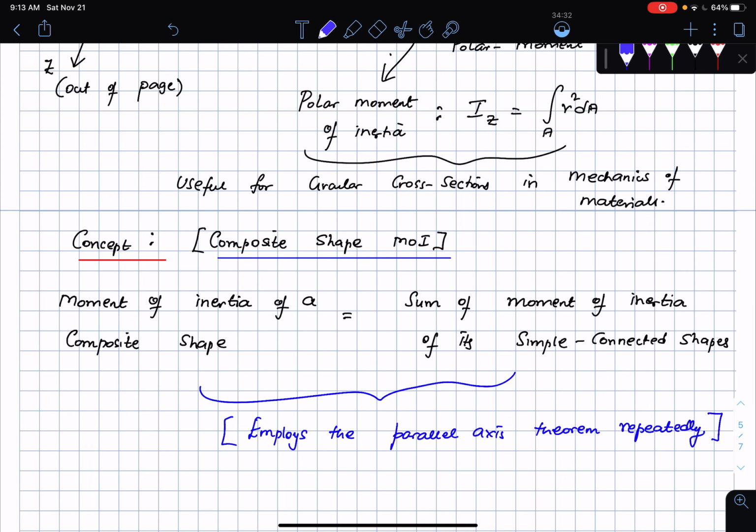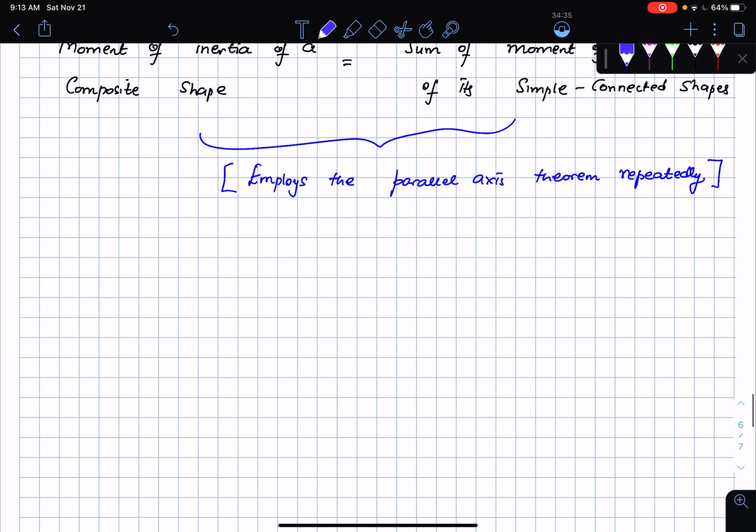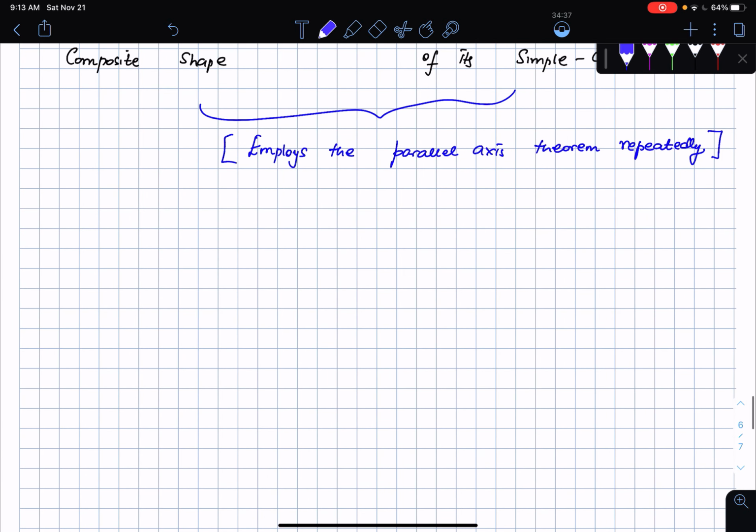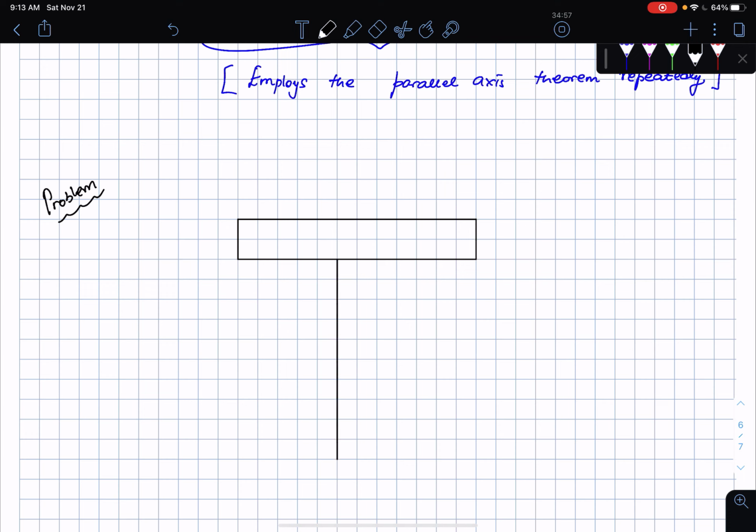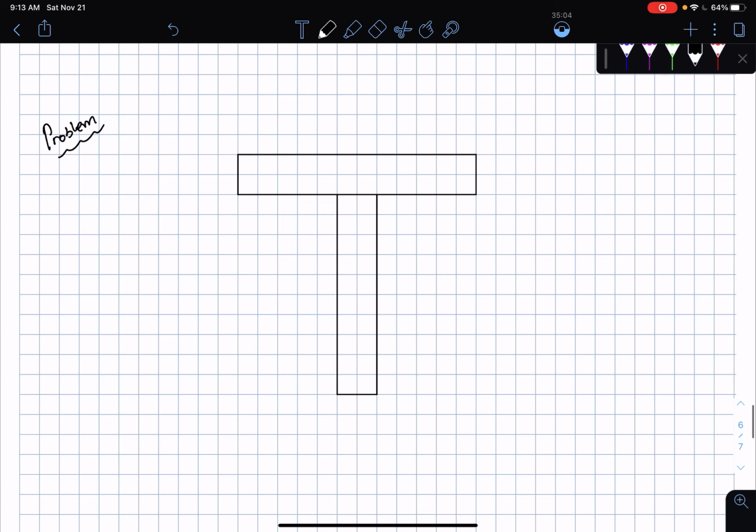Now what I want to do is make use of this in a very quick example, and then show you how to calculate the moment of inertia. So let's look at a problem. I have the following T section, and I'm going to do this a little quickly so that I won't bore you too much. I want to find the moment of inertia of this T section about its centroidal axis. Here are the dimensions for this T section.